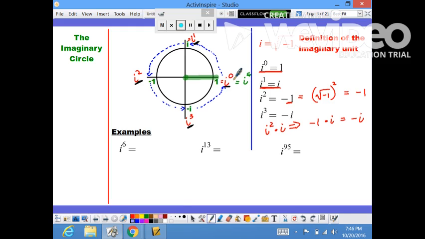So we have i to the power 0. Let's go i to the power 1. That's i. i to the power of 2 is -1. i to the power 3 is -i. i to the power 4 is 1. i to the power 5 is i. i to the power 6 is -1. So we expect that i to the power of 6 to be -1.